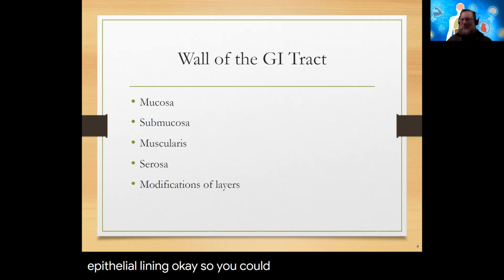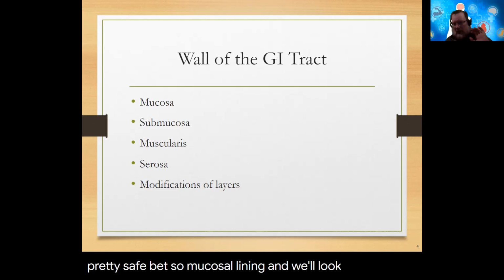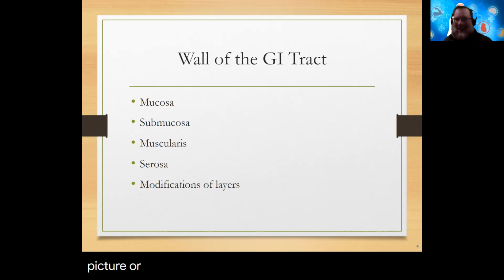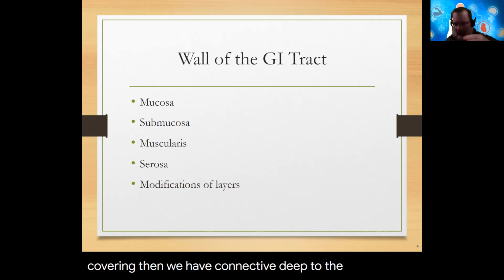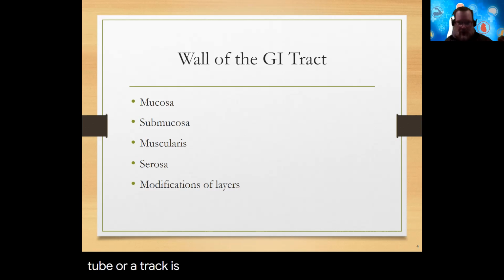Okay, so you could assume just from the name that we must be dealing with mucus. All right, well, it's a pretty safe bet. So, mucosal lining, and we'll look at it in picture or illustration color form here in just a second. Going all the way back to tissues, in week about 3 or so, we have epithelial as a lining or a covering. Then we have connective deep to the epithelium, and then we have the muscular layer, which again, with a tube or a tract, is going to be smooth muscle. And then we'll have connective tissue, and then back to epithelium. So it's kind of like a sandwich with the muscular layer in the middle.